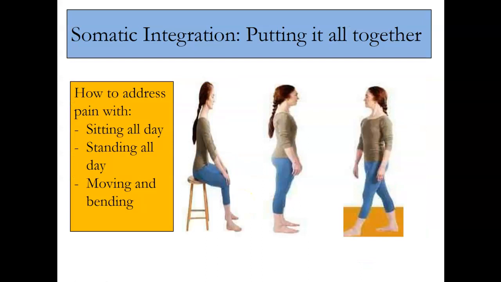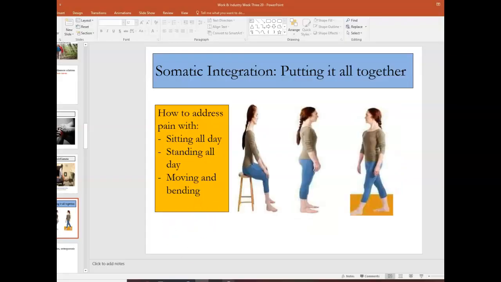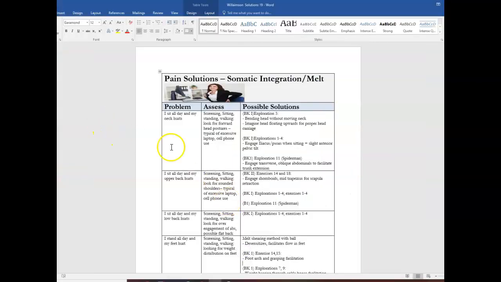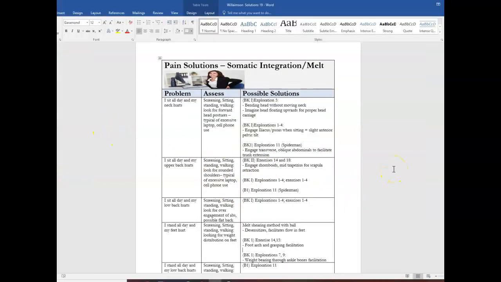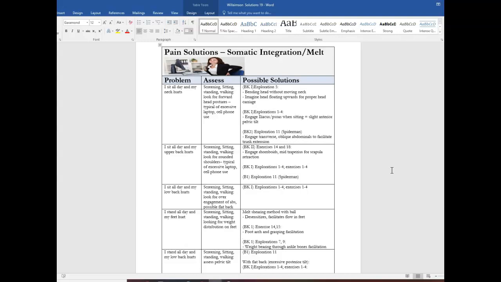Okay, so now we're putting everything together around issues around sitting, standing, and walking. Kind of seeing where all this madness is leading. So you need to pull this Williamson Solutions up. It's in your Canvas under week 3, I believe. So these are pain solutions for all kinds of different problems you're going to see. They come into the clinic, they complain of this, you're seeing that. This is how you would treat it. Kind of like a cookbook, problem and solution.